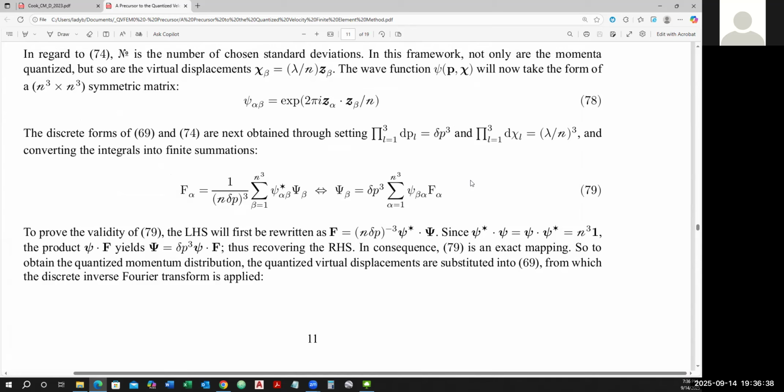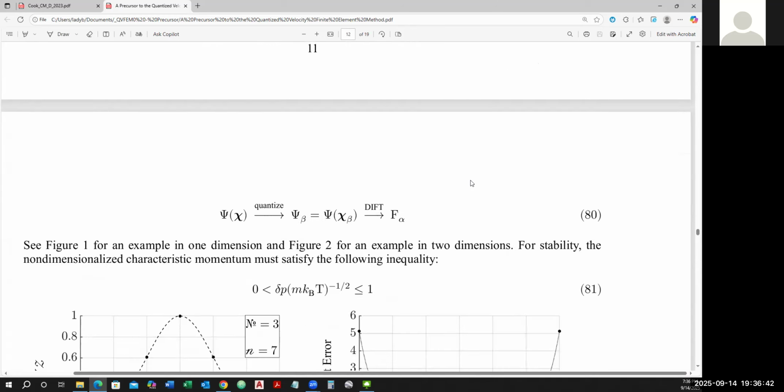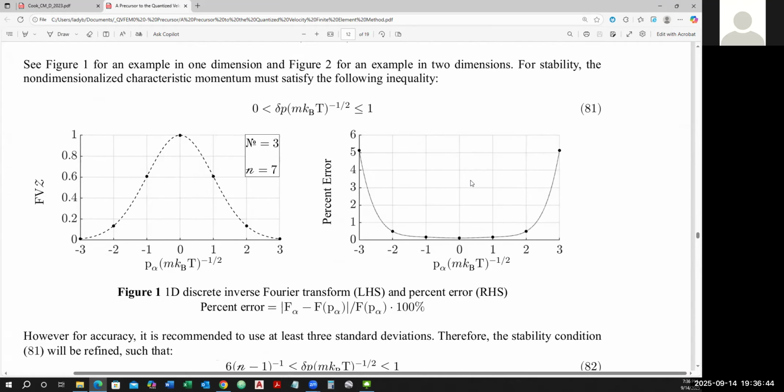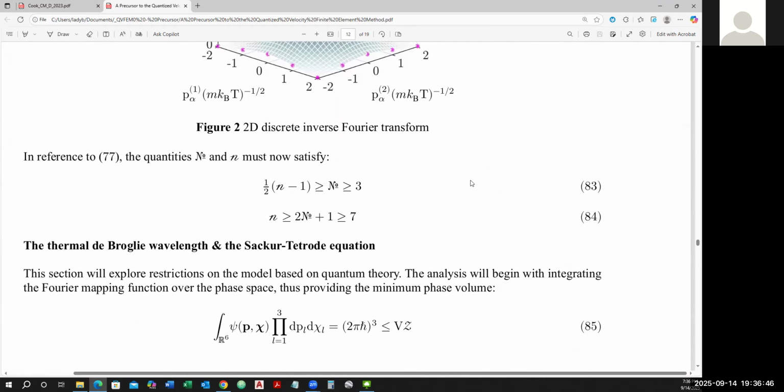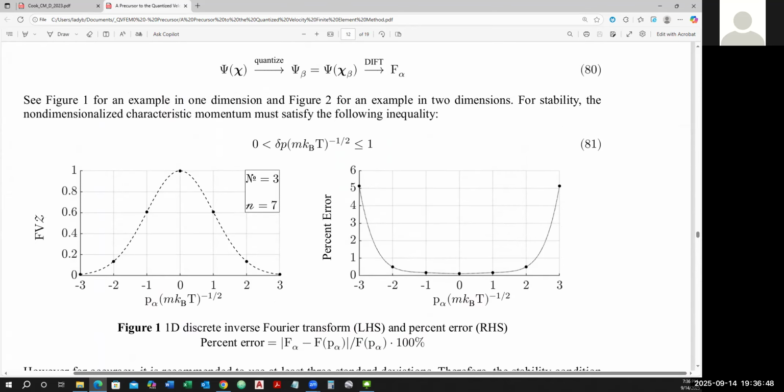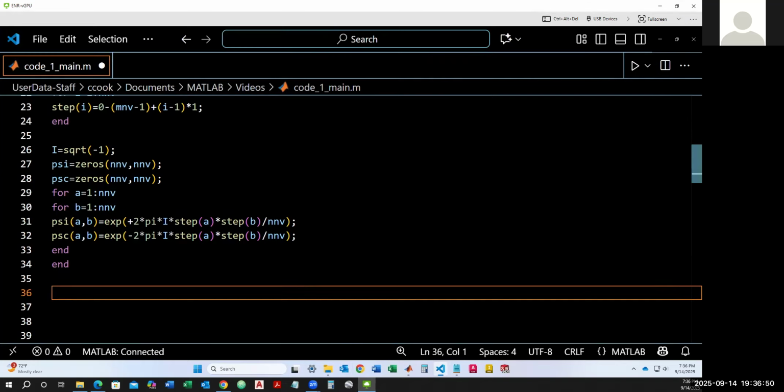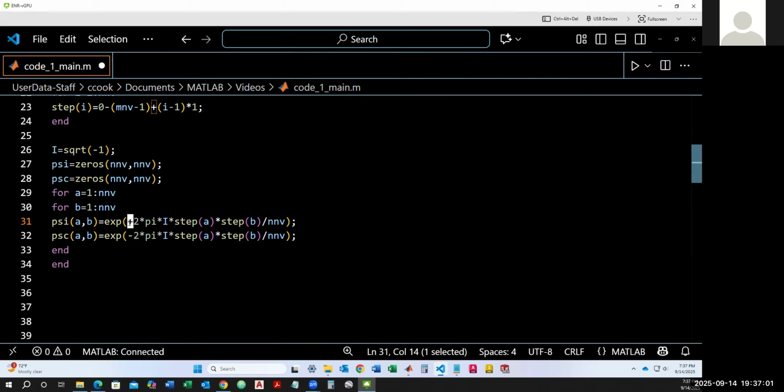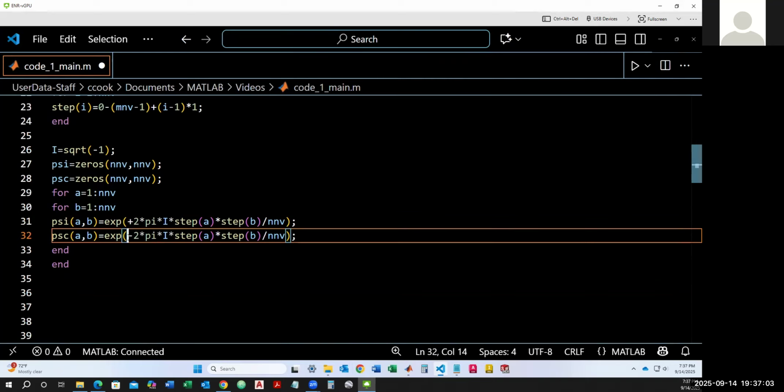Equation 79 is the discrete Fourier transform and the inverse operation. Psi-star is the complex conjugate wave function. So the only difference is that this goes from a plus to a minus.